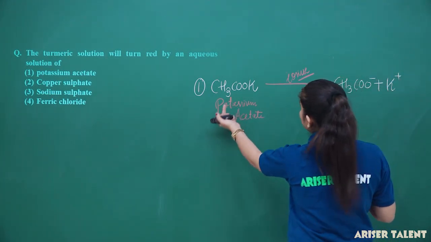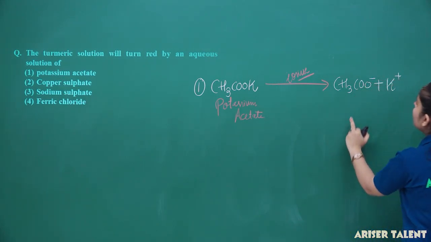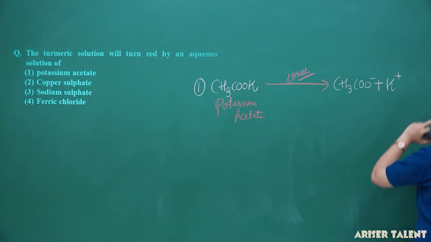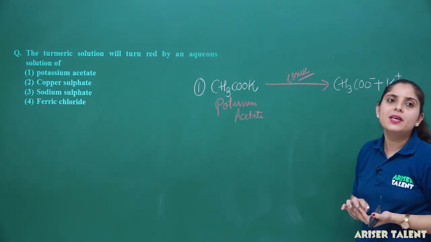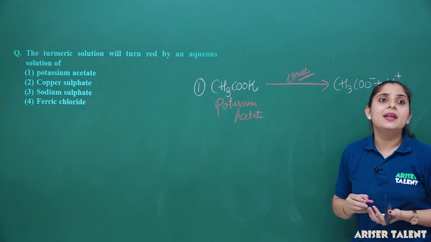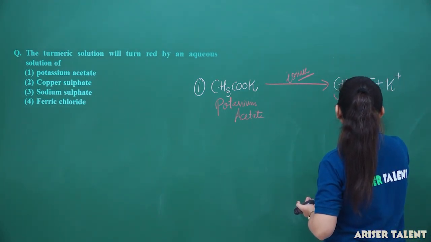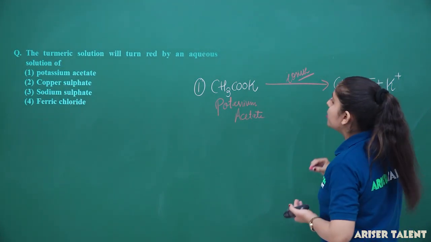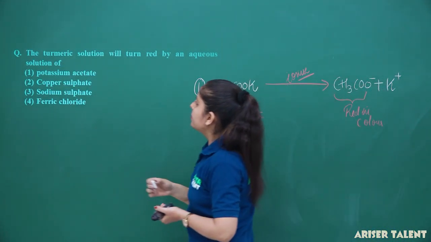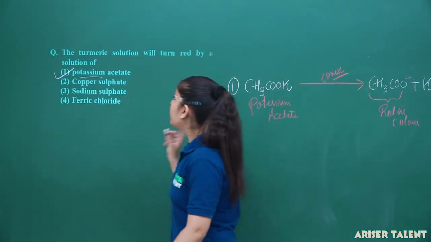It means this aqueous solution on ionization will be converted into CH3COO negative and K positive, and this CH3COO negative is actually a base which gives red color. So I can say that our option number 1 will be correct. It will be the potassium acetate, because potassium acetate is going to give you the red color.